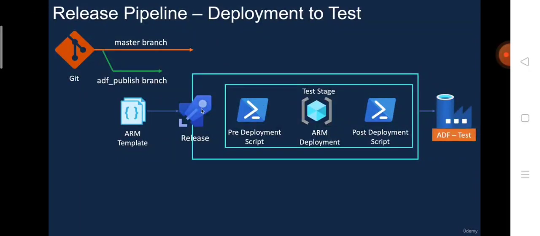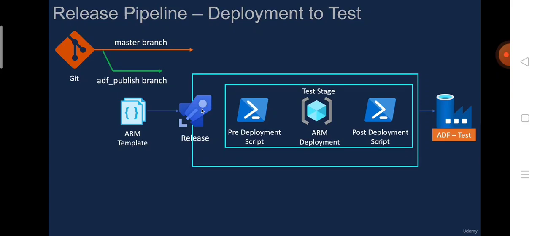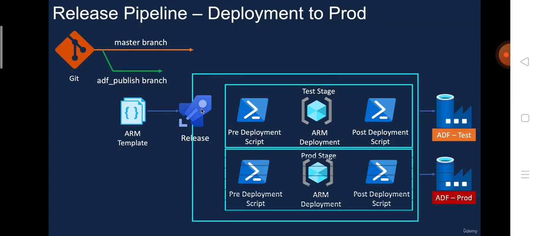Now that we've completed building the release pipeline to deploy to test, let's look at deploying to prod. As we discussed before, we just need to create another stage called prod with the same tasks, but pointing at the production data factory. The only difference in the pipeline execution is that we want this stage to wait for an approval process. Let's switch over to DevOps to make these changes.